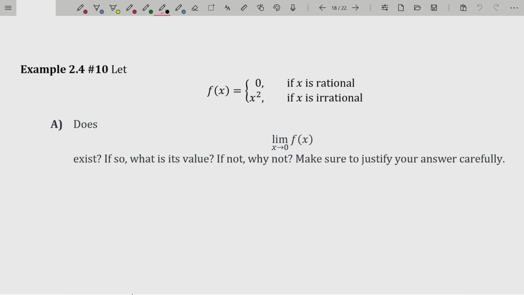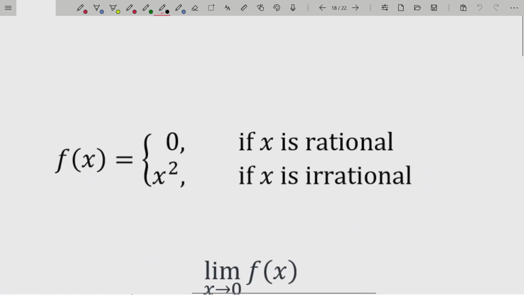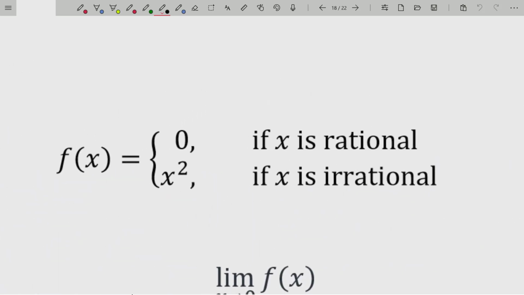Just telling you that. So we're going to let f of x equal this piecewise defined function. The function returns a 0 if you plug in a rational number like 1/2, 0, 15, -34/7, stuff like that. Otherwise, it's going to return x squared if x is irrational. Square root of 2 is irrational, pi, e, those types of things.